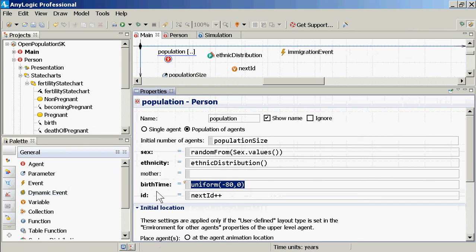So if they were born at time minus 80, they're currently 80 years old. If they were born at time 0, they're currently 0 years old. So I had to set their birth time based on that consideration. Does that make sense? Okay.